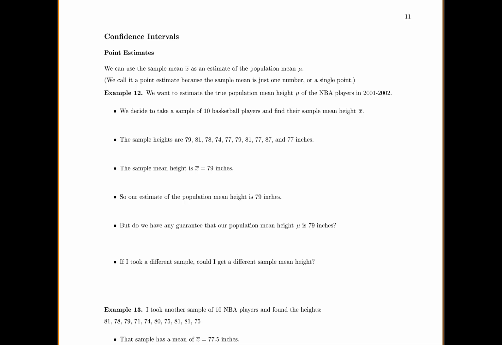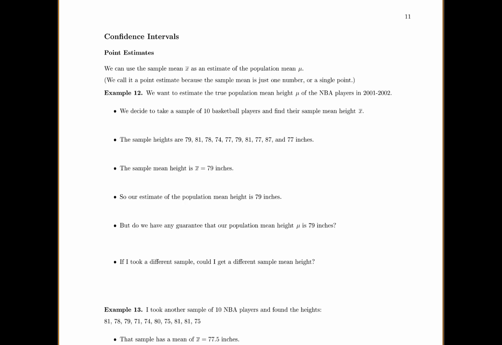This is a review of confidence intervals. So we start with what we call a point estimate. Like we use the sample mean x bar as an estimate of the population mean mu, and because x bar is just one number or a single point, we call it a point estimate. But that doesn't capture as much information as we really want to, so we're going to come up with a confidence interval.